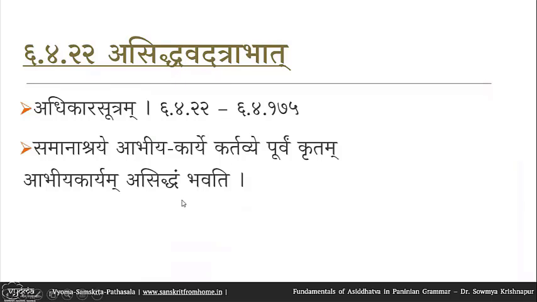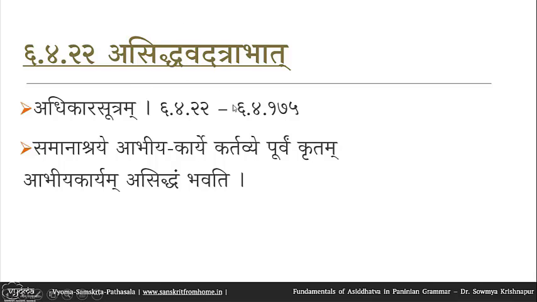So the sutrartha says samanashraye Aabheeya karye kartavye purvam kritam Aabheeya karyam asiddham bhavati. Actual sutrarthas in the vrittis says samanashraye tasmin kartavye tadasiddham bhavati. What is intended by the tat shabda in this range? So Aabheeya karya refers to any sutra which falls within this range in the adhikara of Asiddhavatraabhat.